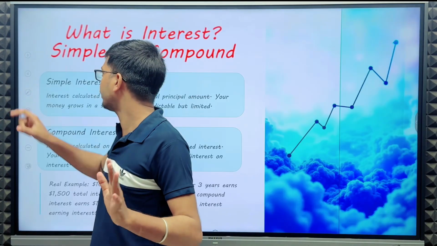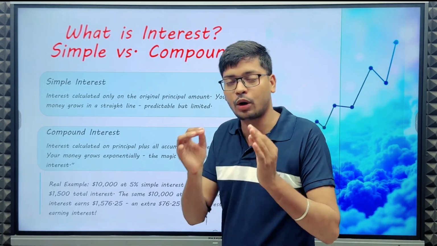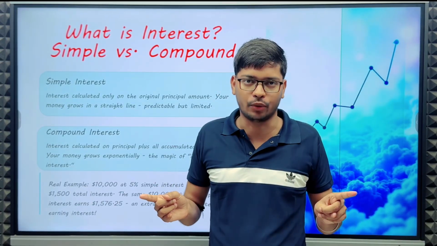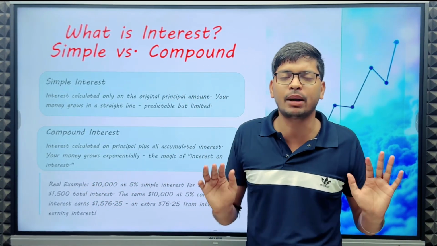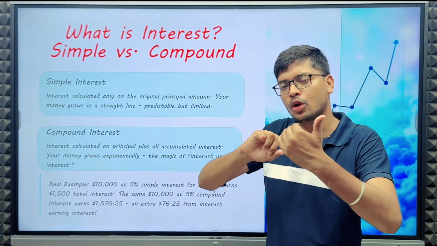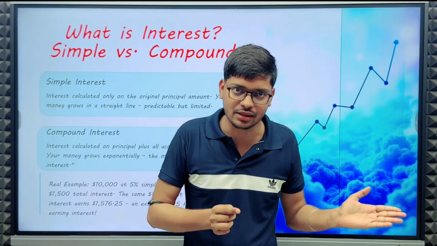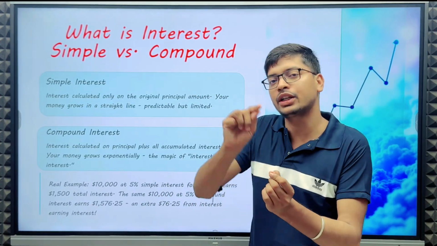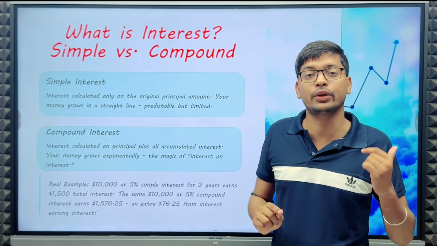So what is interest? First of all, you should know about interest. Interest is of two types: simple or compound. Simple interest is very simple. Simple means we are talking only about the interest. If I talk about compound interest, it is interest on interest, and it depends upon time, upon years.